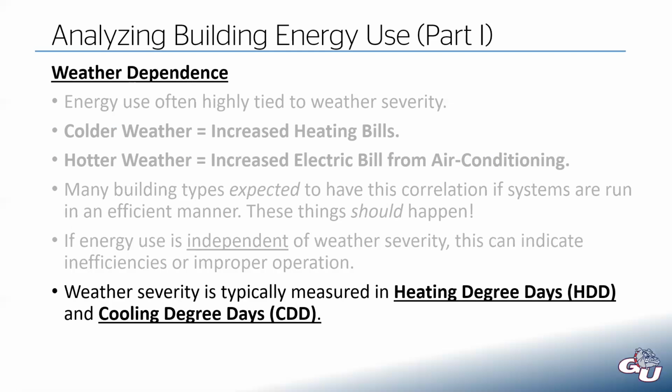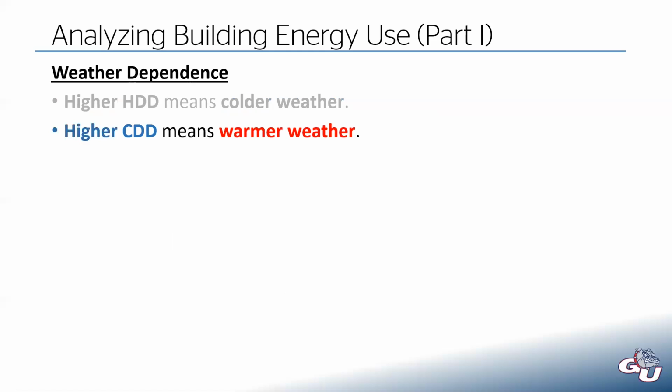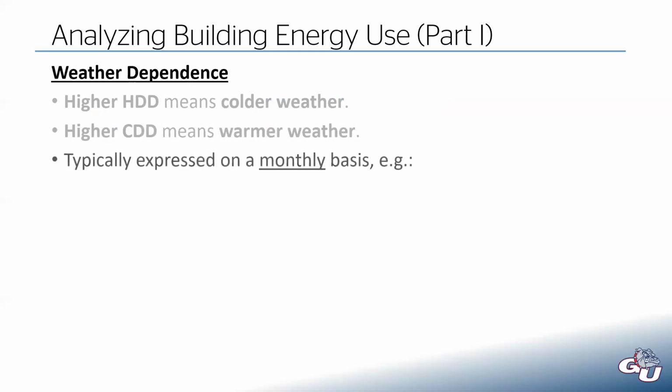And that's typically measured in what's called heating degree days and cooling degree days, HDD and CDD. If you have higher heating degree days, that is telling you it was colder weather. You needed more heat, which is indicated by higher heating degree days. Conversely, higher cooling degree days tells you you had warmer weather. You had to run your air conditioner a lot. Typically, this gets expressed on a monthly basis.